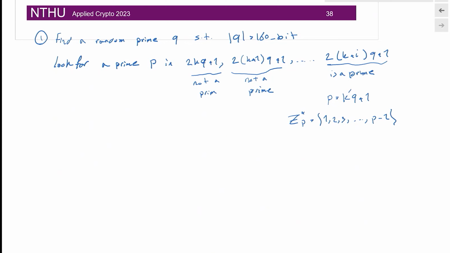Since we are going to work in a subgroup of this, we need to find a generator of that subgroup, not the generator of P. From Euler, we know that if some G is a generator of ZQ, then if you raise that number to the power of Q minus 1, you should get 1. That is one of our tests, so we should satisfy the test.